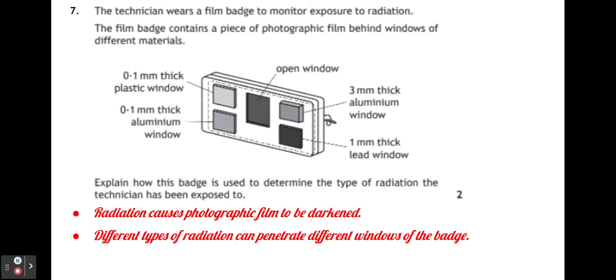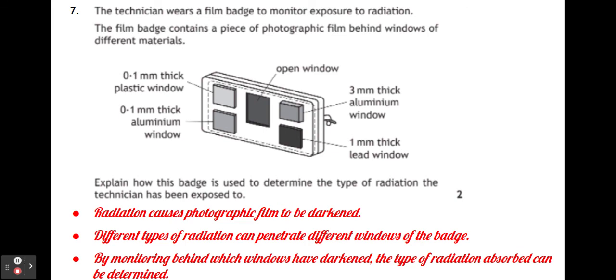And gamma would pass straight through all of the windows except for the lead window, and the lead window, being only 1 millimeter thick, will only slightly decrease the gamma radiation. So, by monitoring behind which windows have darkened, the type of radiation absorbed can be determined.